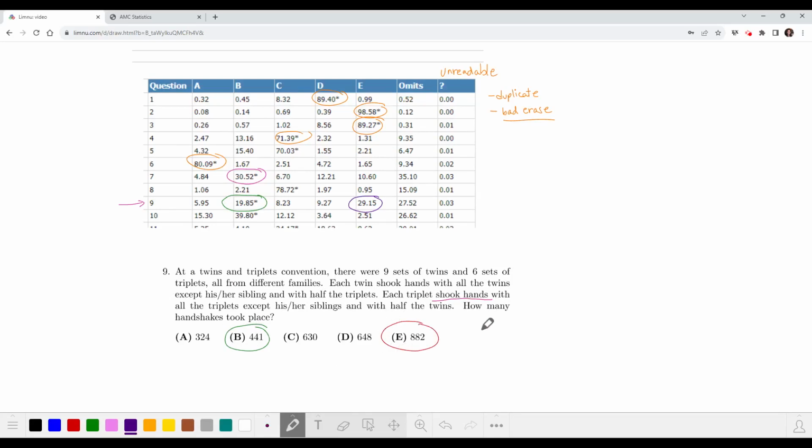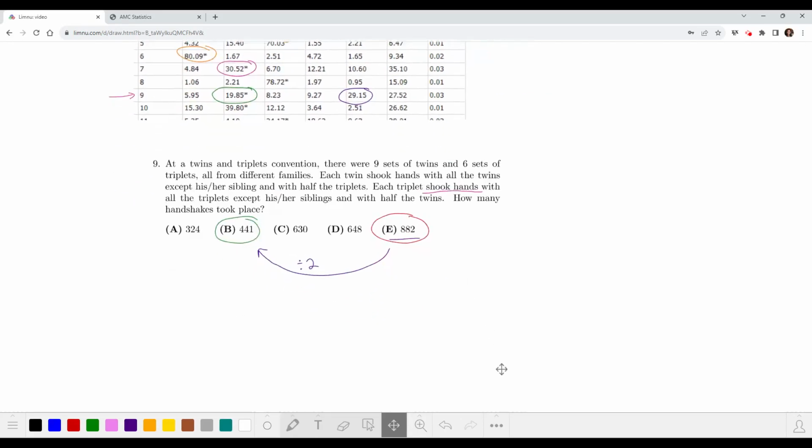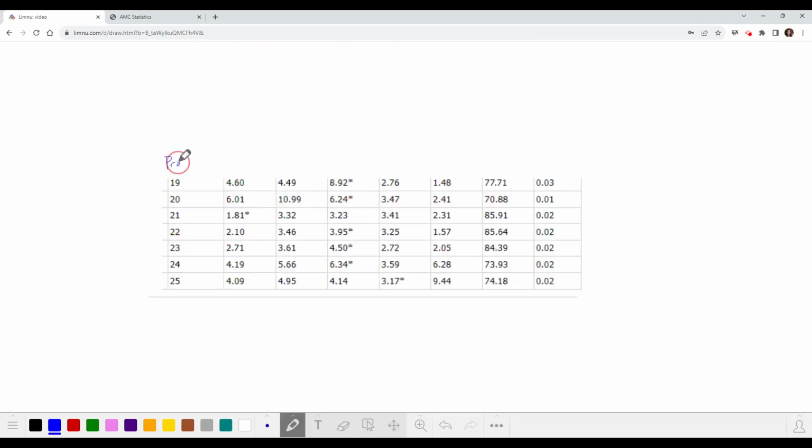You might know that to solve handshake problems, we often overcount and then correct for the overcounting by dividing by 2 for each person who participates in the handshake. It looks like a lot of students forgot to do this last step. It's also fun to analyze the item difficulty at the end of the exam. Again, we have the problem number and our multiple choice options.